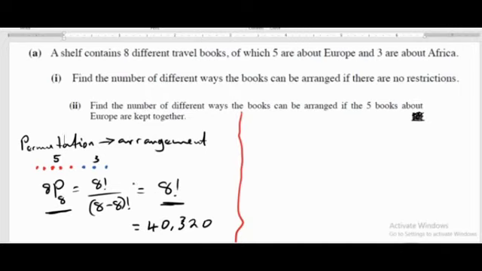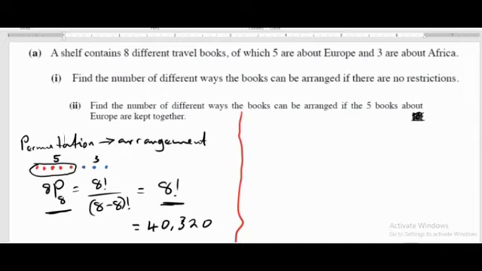Okay, let's look at the B. I think the B is a little bit more challenging. Find the number of different ways the books can be arranged if the five books about Europe are kept together. So in the B part, we are told that the five books about Europe must always be together. They must not be mixed up.